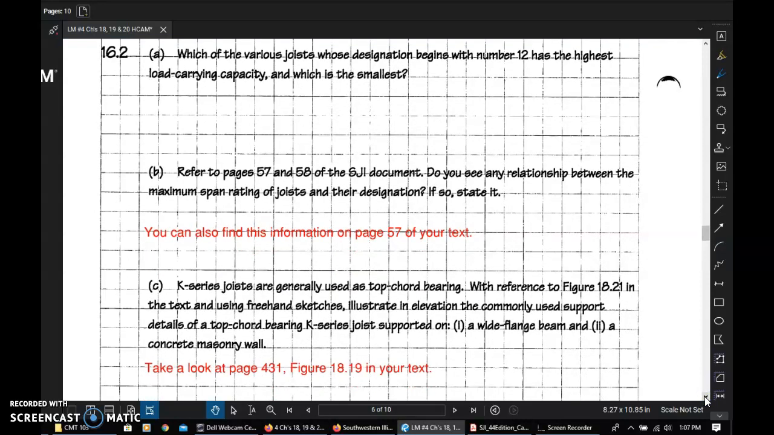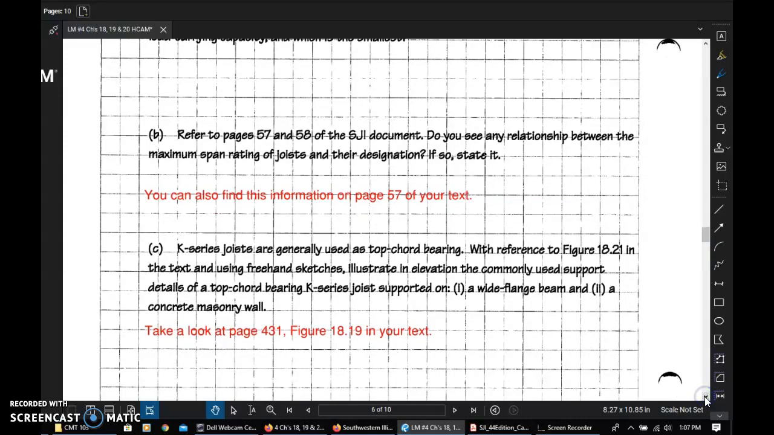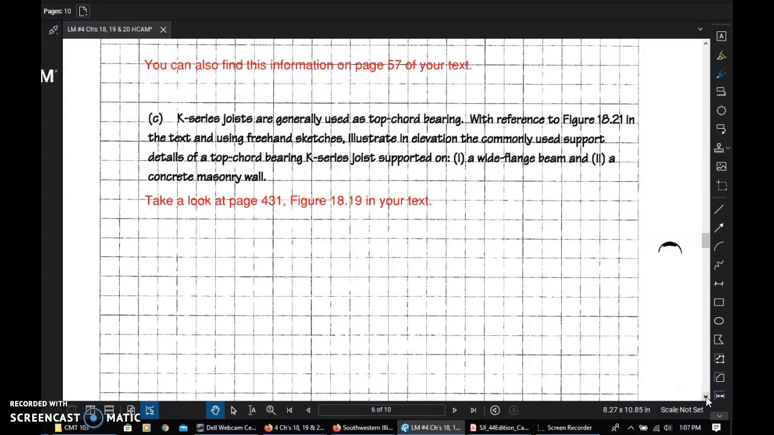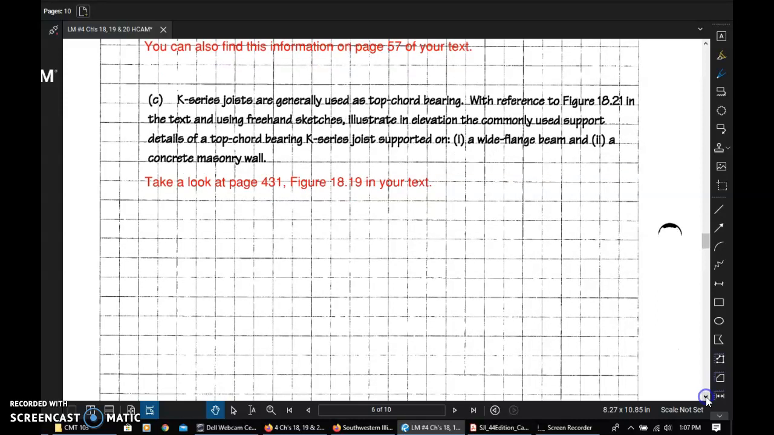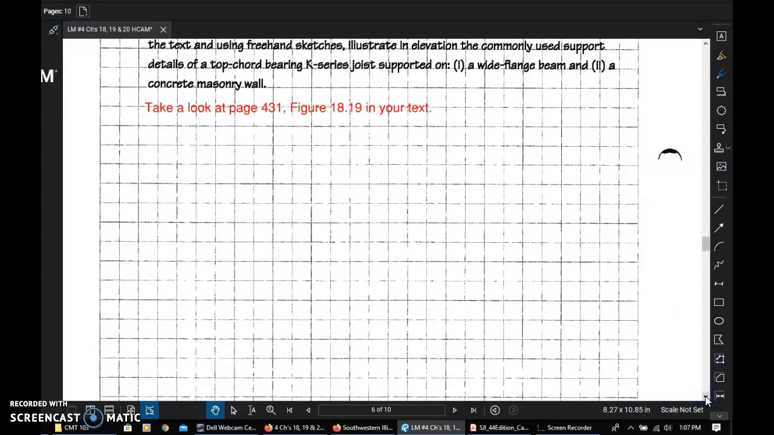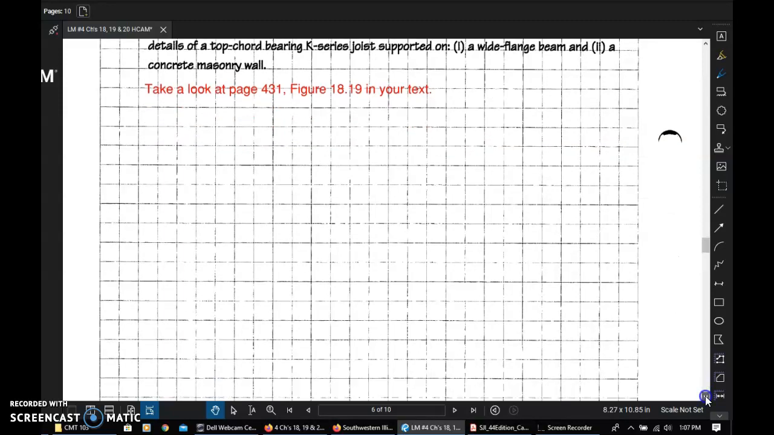Refer to pages 57, 58 in the SJI document. Do you see any relationship between the maximum span rating? And so you can also take a look at that on table 18.2, page 432 of your text. And I did explain that earlier in this video. K-series joists are generally used as top chord bearing. So they just want you to draw out how it's supported on a block wall and a concrete beam. So you're putting a couple of drawings together, and those drawings are in the text on page 431 of your book.